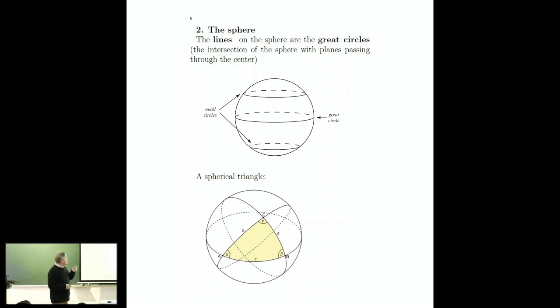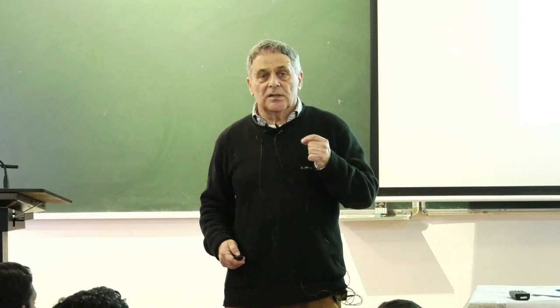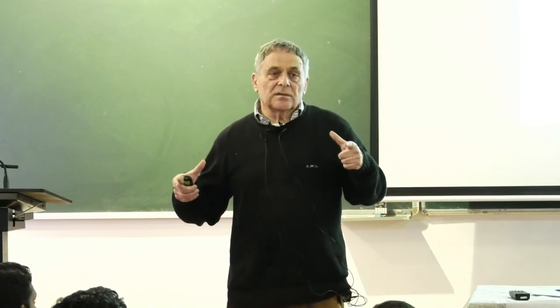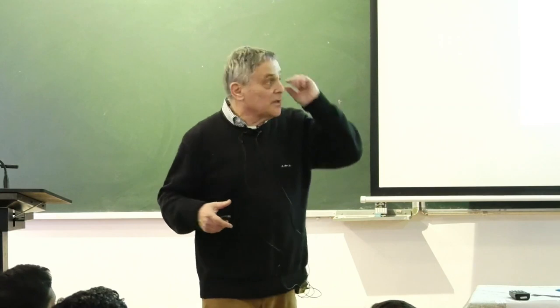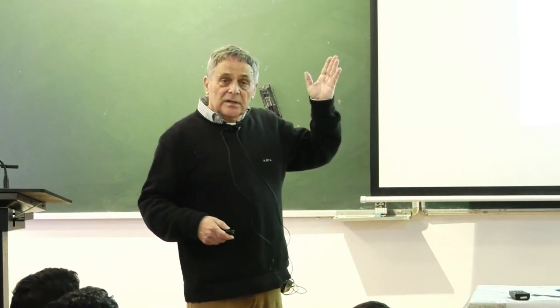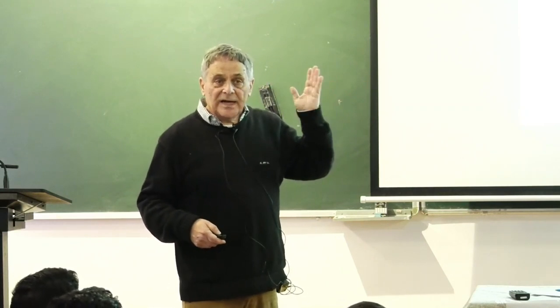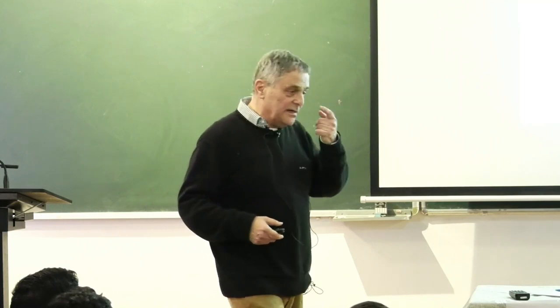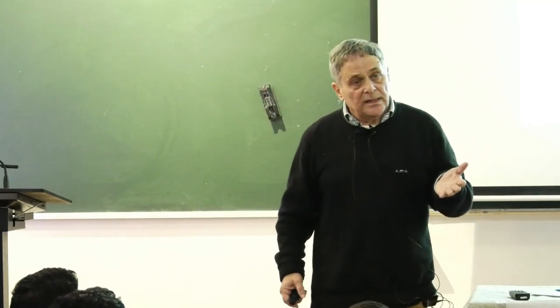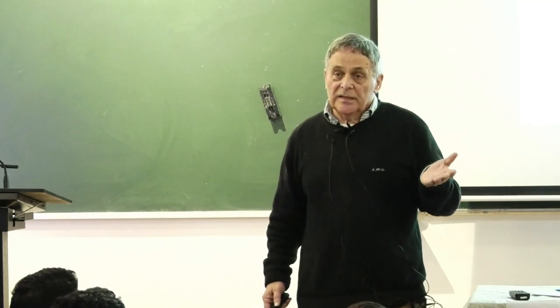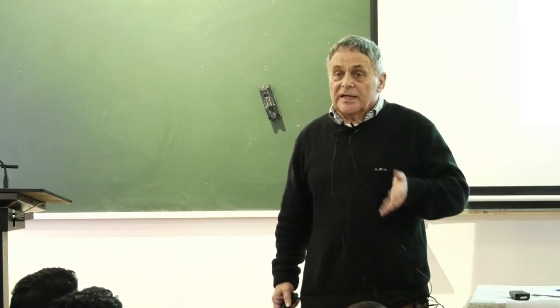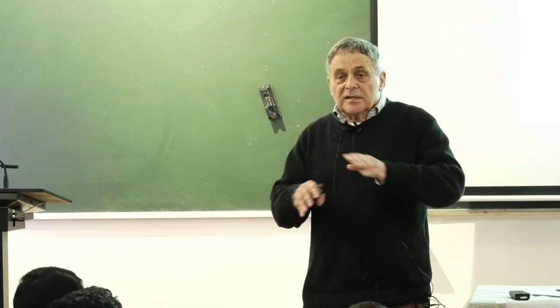Some of the planes pass through the origin, and others do not. If the plane of the circle passes through the origin, then it's called a great circle, because its radius is the biggest one, but also the great circles are the geodesics. In the previous slide, I told you what the lines are in the hyperbolic plane. The lines on the sphere are the great circles. The small circles are not lines.